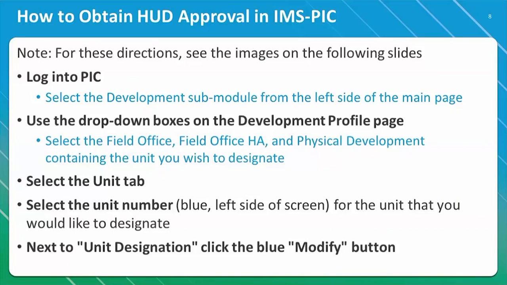There is a unit tab available for you. And again, this is just a refresher, just highlights. You select the unit number, and then you would add the designation. Next to the unit designation, there's a blue field that says modify button. Next slide, please.